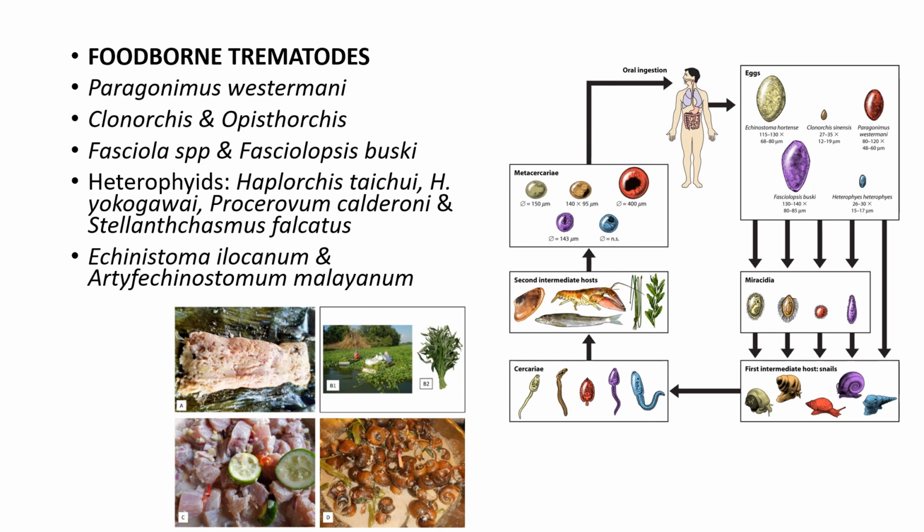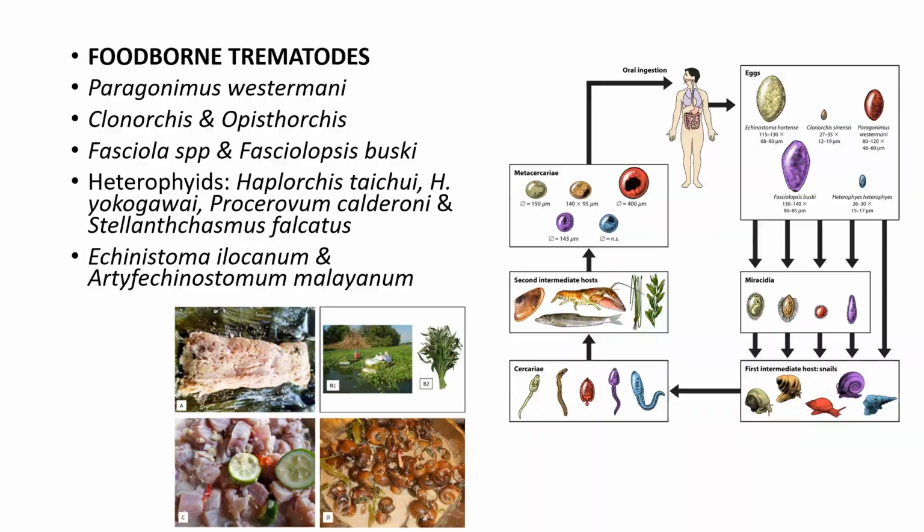Next, you have your foodborne trematodes. This is very common here in the Philippines. You have Paragonimus westermani, Clonorchis and Opisthorchis, your liver flukes, Fasciola and Fasciolopsis buski, members of the Fasciolidae. Then you have your intestinal flukes, the Heterophyes, and the Echinostomatidae, Echinostoma ilocanum and Echinostoma malayanum.